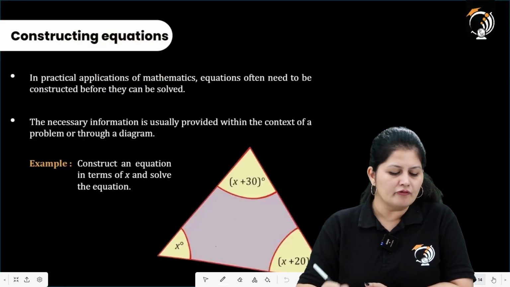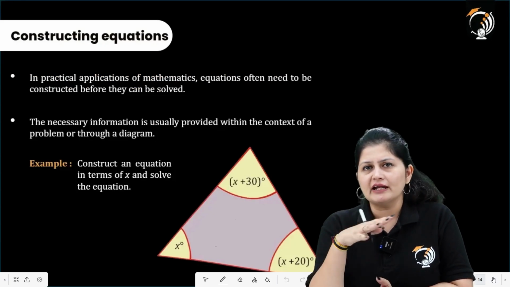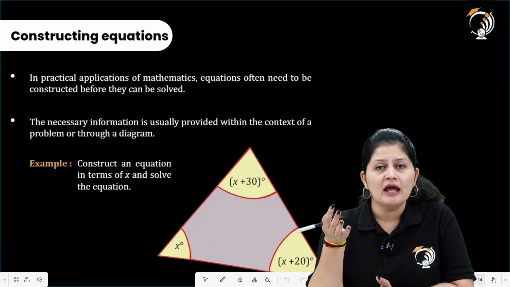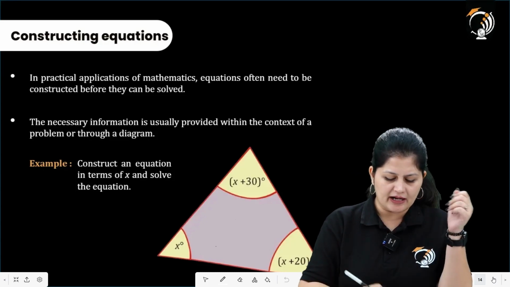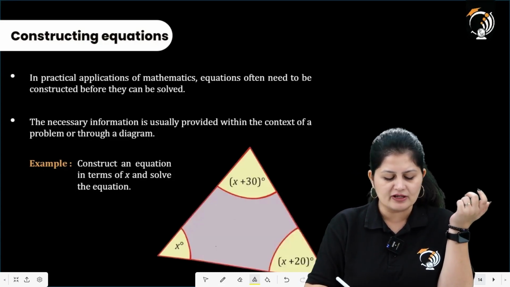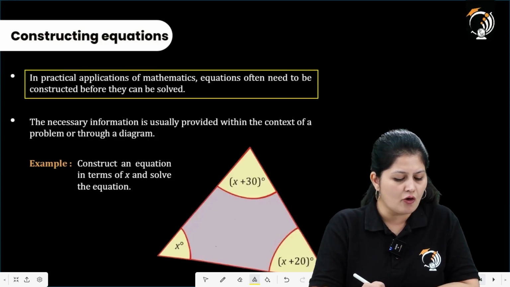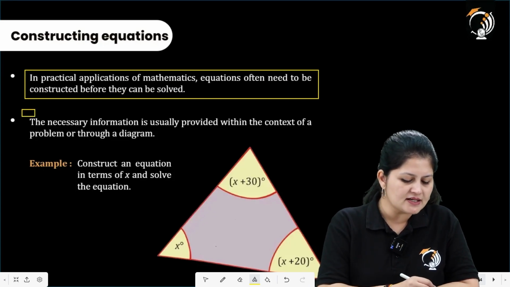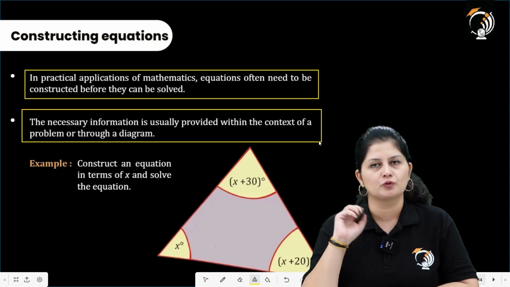Clear? Now, moving forward, let's say that we need to construct the equation. We are given certain information and we need to construct the linear equation. How are we going to do it? What actually happens when we are solving questions in practical applications of mathematics is that equations often need to be constructed before they can be solved. The necessary information is usually provided within the context of the problem or through a diagram.